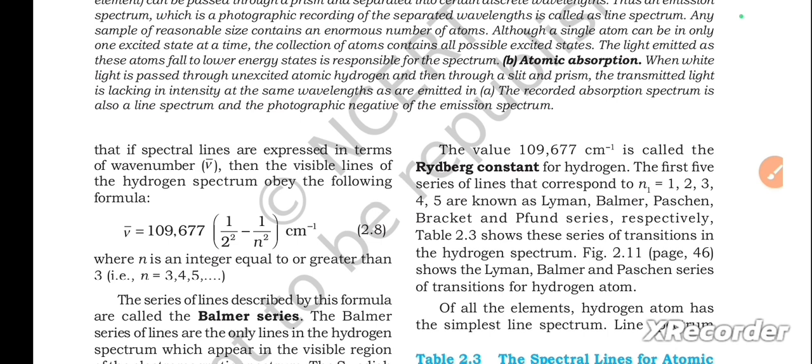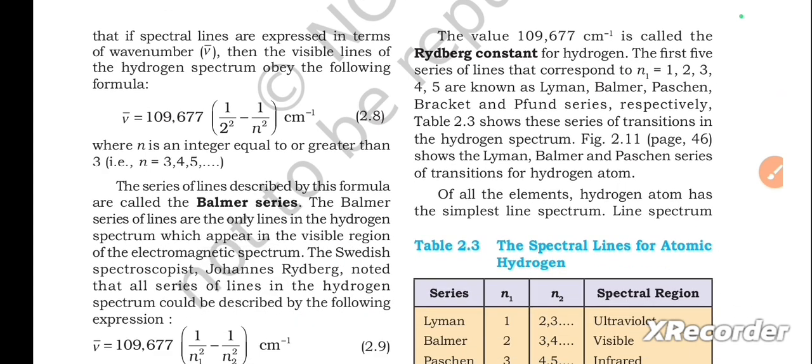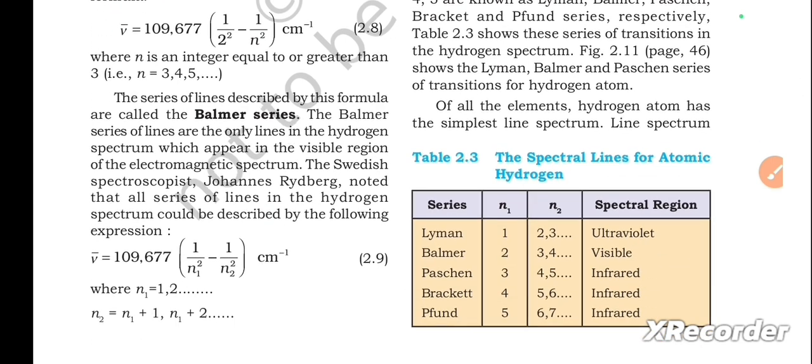The first 5 series of lines that correspond to n1 equals 1, 2, 3, 4, 5 are known as Lyman, Balmer, Paschen, Brackett and Pfund series respectively. Table 2.3 shows these series of transitions in the hydrogen spectrum. Figure 2.11 shows the Lyman, Balmer and Paschen series of transitions for a hydrogen atom. I will be providing all these pictures, all these figures, at the end of this audiobook. You can check it out.